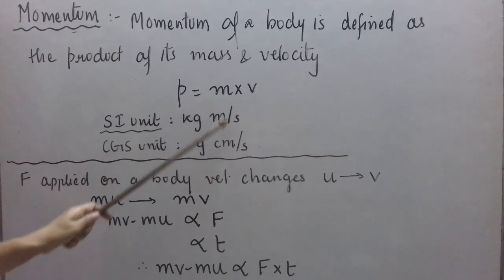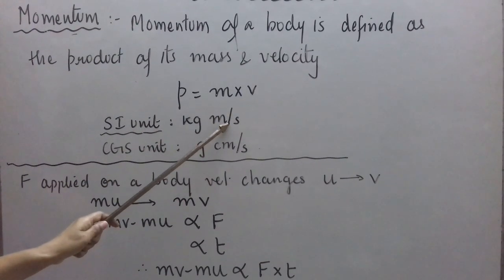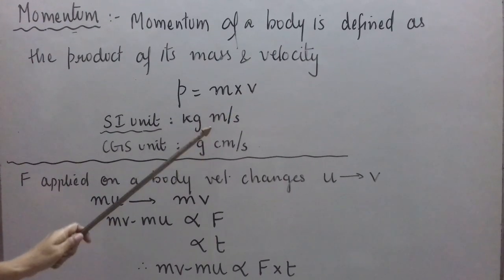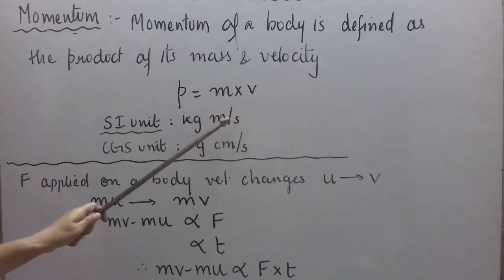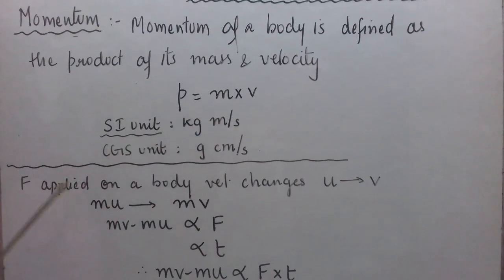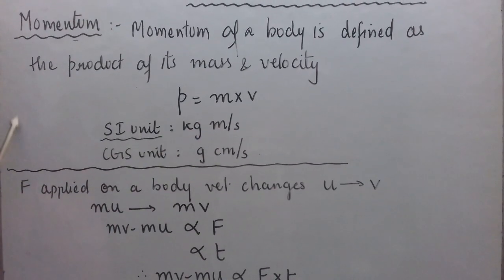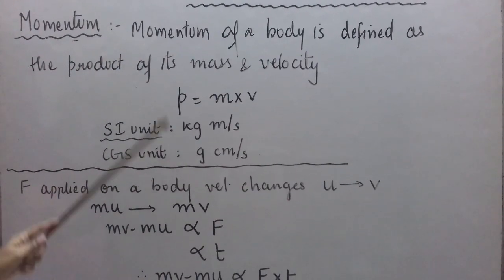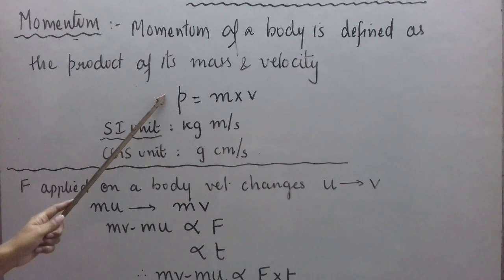Okay, instead of "per" you can just write meter, then leave some space, second to the power -1, but this is a better way to write when we have only one unit in the denominator. Okay, now I hope this is clear to you. You just have to remember the definition, its units, and that it is a vector quantity.